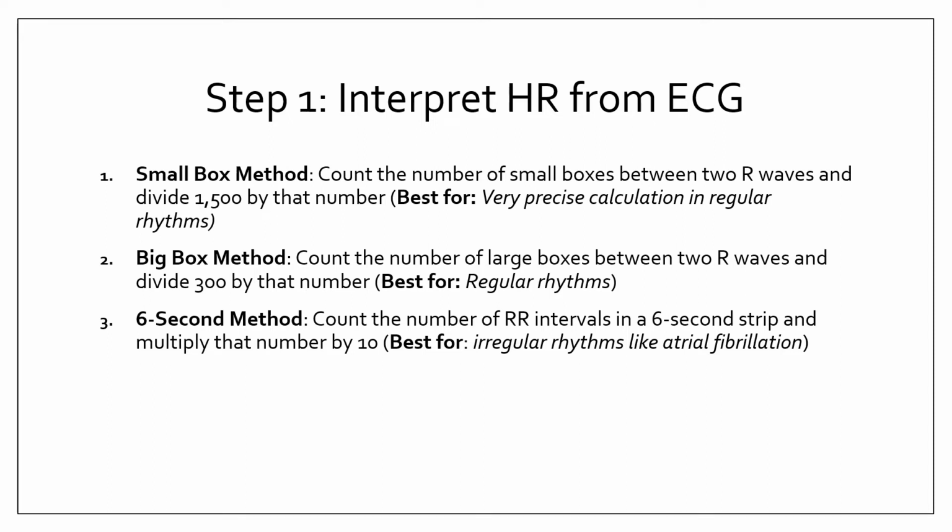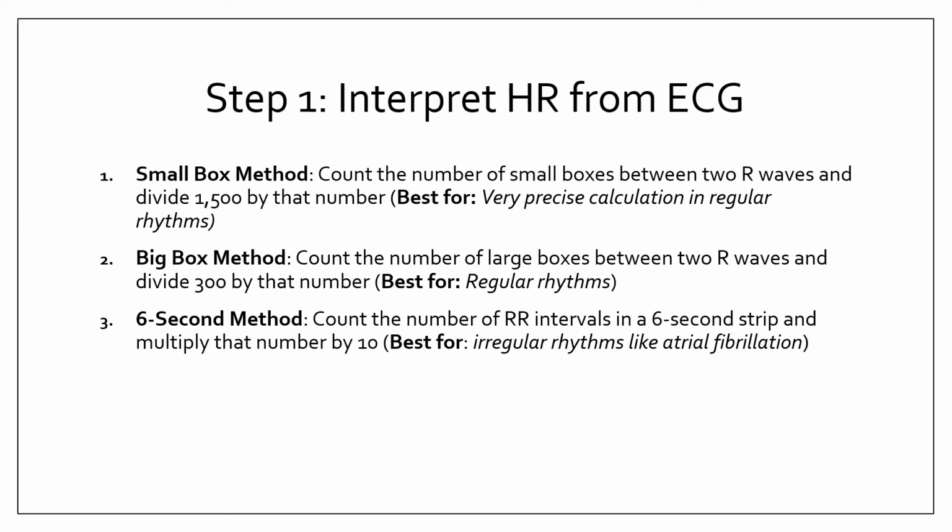The second method is the big box method, which is fast and practical. So we count the number of large boxes between the 2 R waves and we divide that by 300. So this method is quick and it works well at the bedside. So why are we dividing each large box by 300? Remember that each large box is 0.20 seconds. So 60 seconds divided by 0.20 is 300. And this is best used for regular rhythms and quick estimates.